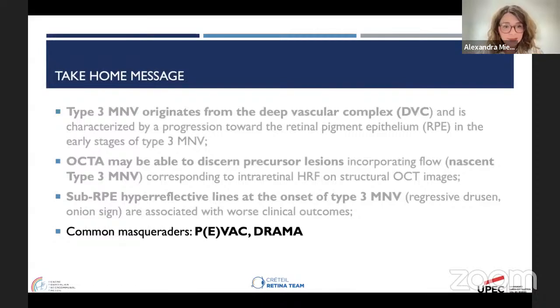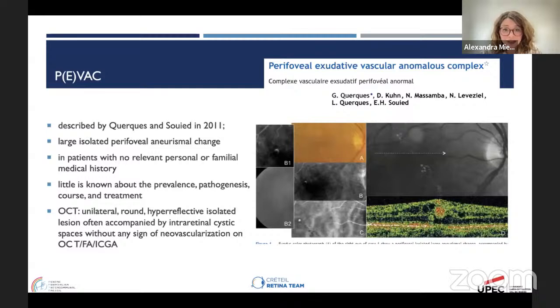And last but not least, the common masqueraders of type 3 macular neovascularization. And here I want to talk about two lesions that look a lot alike, and again, the terminology is quite controversial, and we will see. The first one is PVAC. So PVAC has been described as perifoveal exudative vascular anomalous complex by Giuseppe Querques and Souied in 2011.